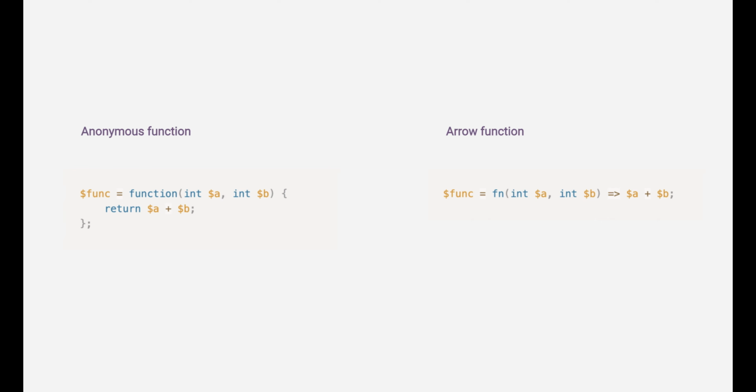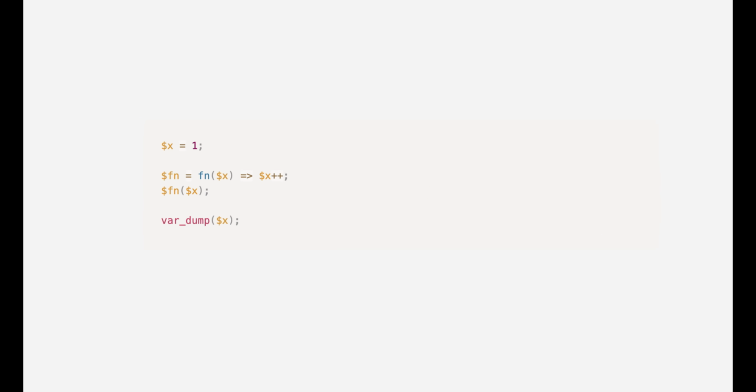Let's see one example that includes using the arrow function. What do you think the value of the variable x will be equal to after the execution of the code? The correct answer is that the value of the variable x will equal 1, but not 2, because arrow functions cannot modify values from the outer scope. Remember that because this will help you to avoid bugs in the future.